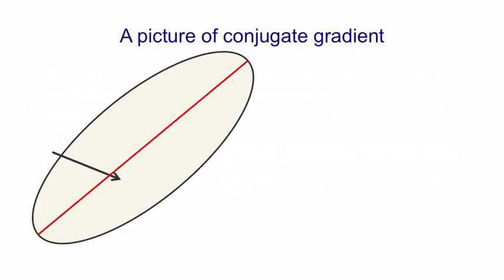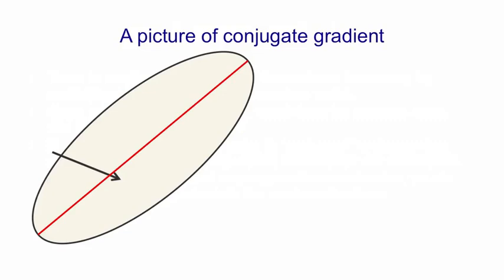We can make a little bit more progress by making a small step at right angles to the red line, and then a small step along the red line. Since the red line slopes down towards the middle of the ellipse, that's going to make some progress for us. So when we minimize in the first direction, we'll go slightly across the bottom of the ellipse.